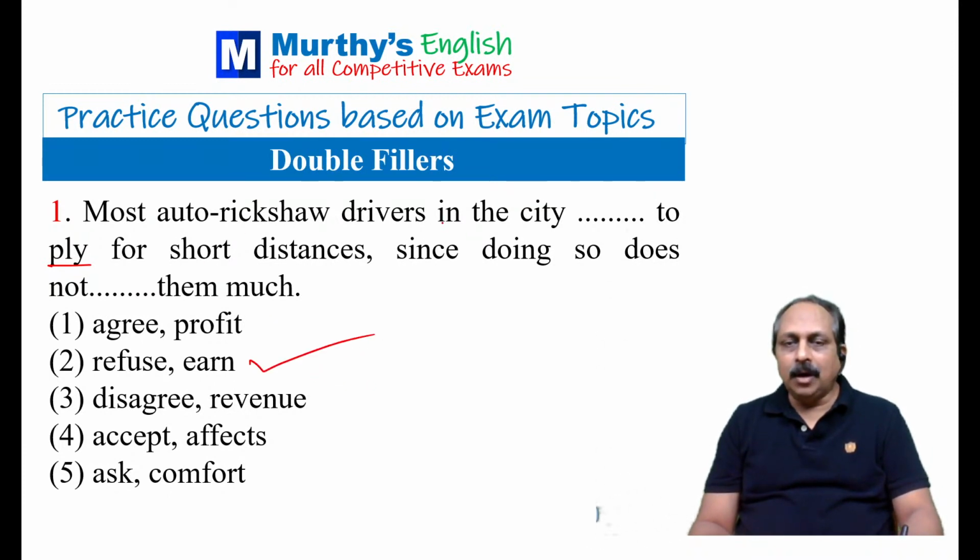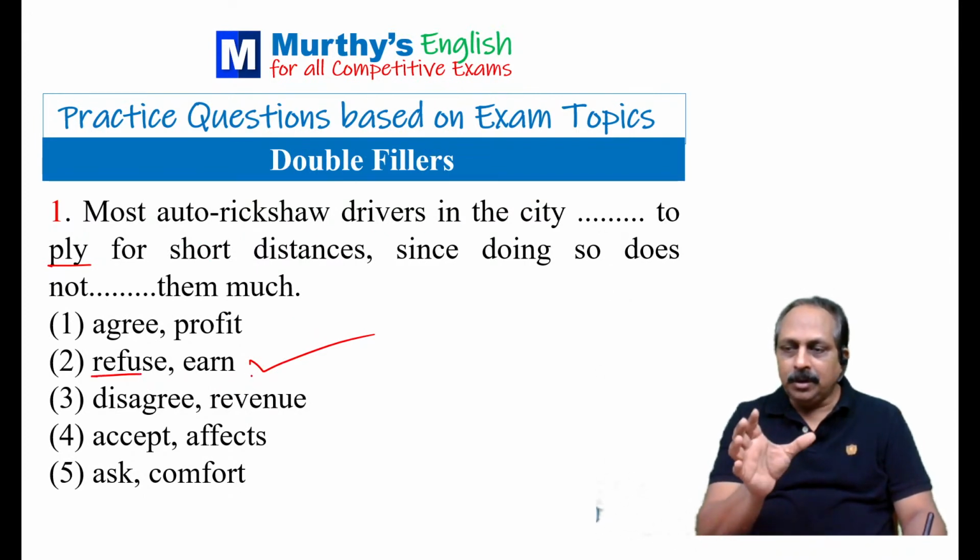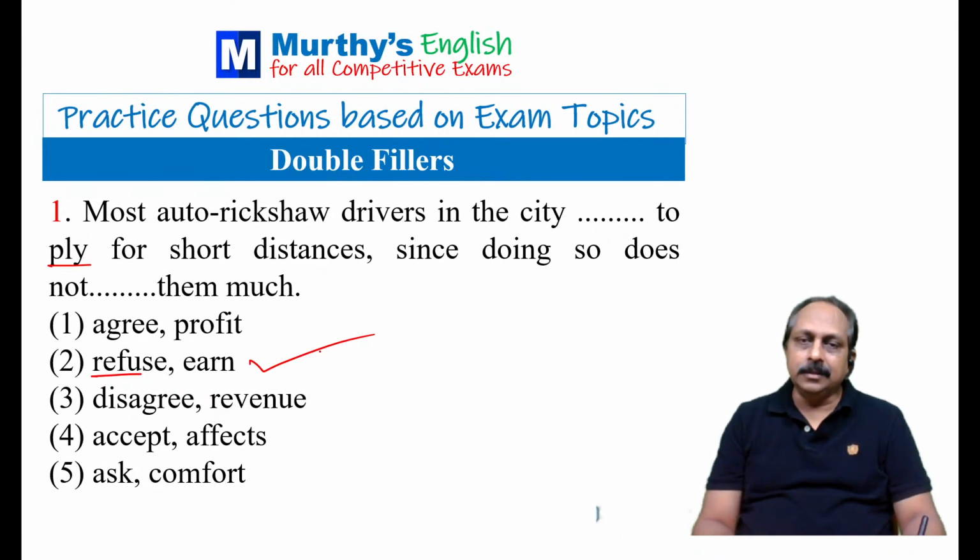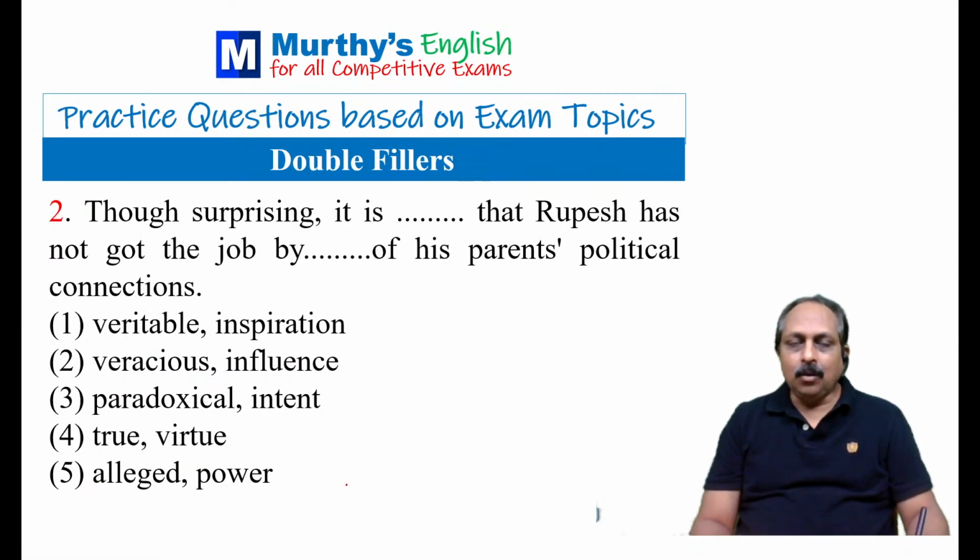Most auto rickshaw drivers in the city refuse to ply for short distances. What is the reason? Since doing so does not earn them much, they cannot earn much. Agree does not go with the idea, disagree doesn't go with the idea, accept, no, ask. Only one option stands out, the second option. Contextually grammatical, grammar based.